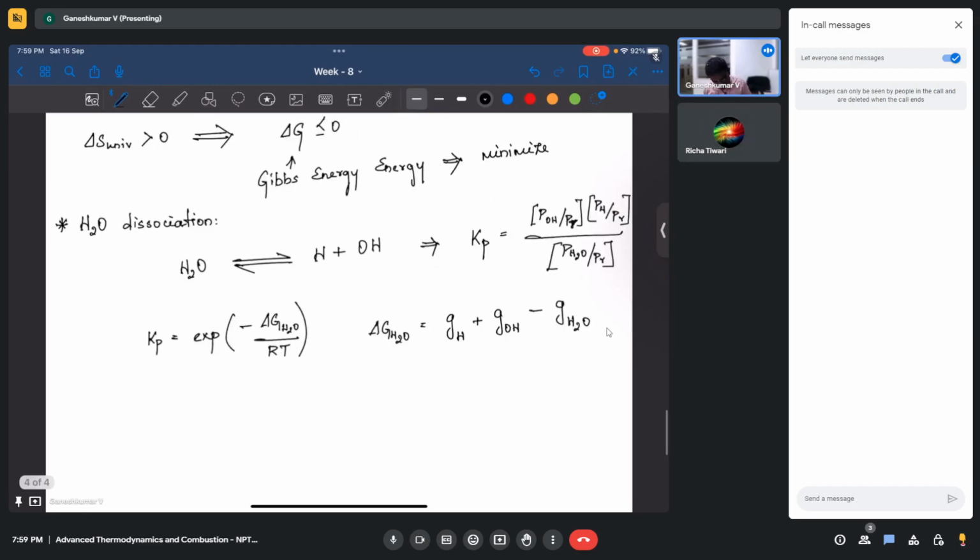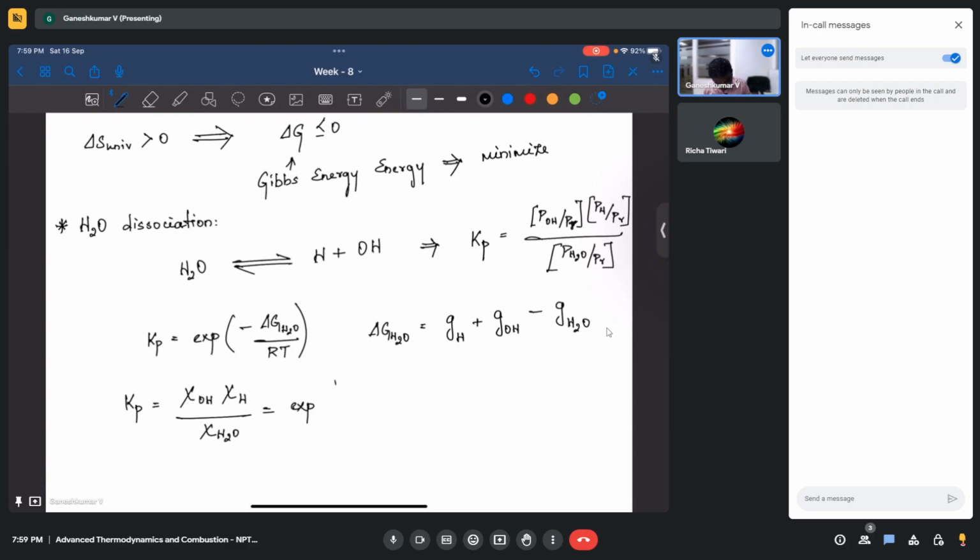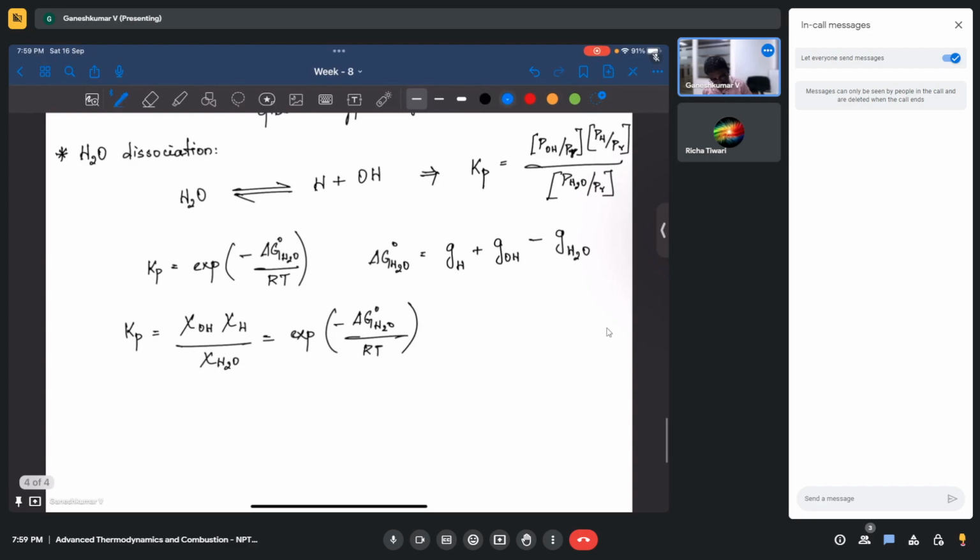So basically KPs you can write in terms of mole fractions. You can write x of OH times x of H divided by x of H2O, which is equal to the exponential of minus delta G naught for H2O dissociation divided by RT. This is one of the equations you need to solve together. So this is one equation; let's call it 1.